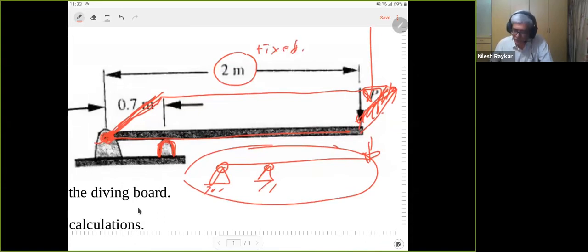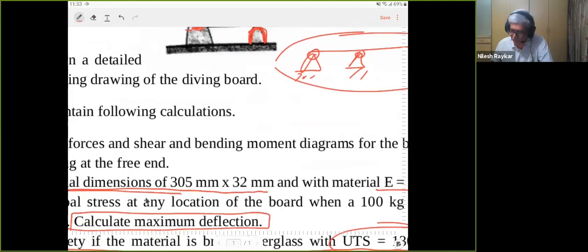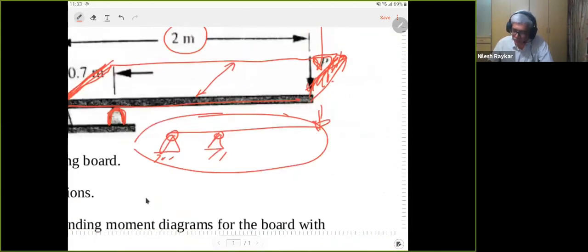The other dimension is the width of this board. So that is this dimension we are talking about. There also a person has to stand on this board, so you cannot make it very narrow and make it risky for the person. So the dimension which is given, 305, is also fixed.